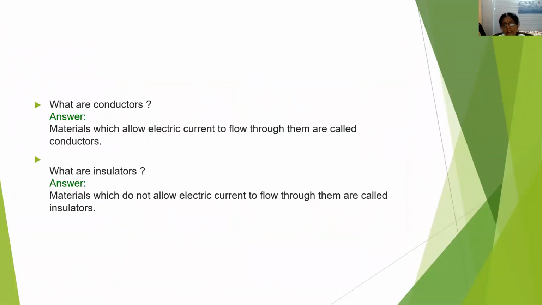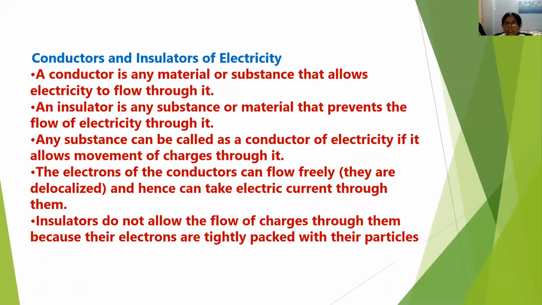So what are conductors? Materials which allow electric current to flow through them are called conductors. And what are insulators? Materials which do not allow electric current to flow through them are called insulators. A conductor is any material or any substance that allows electricity to flow through it, and an insulator is any substance or any material that does not allow the electricity to pass through it.